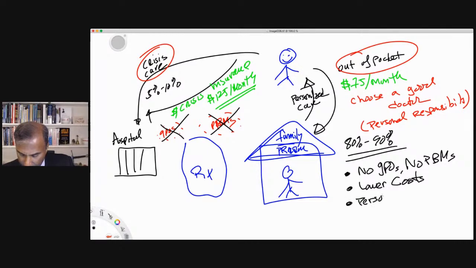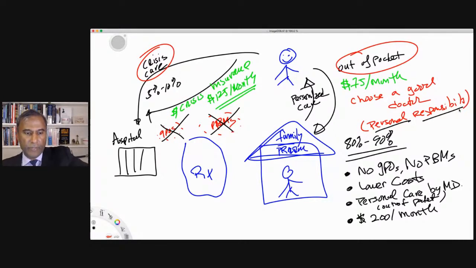personal care by MD. It's out of pocket, so there's no restrictions. The MD doesn't have to see you only for 15 minutes. The other piece is probably most important here, is that you are basically going to pay around $200 per month for everything. So personal responsibility. So that's what I wanted to share with you.